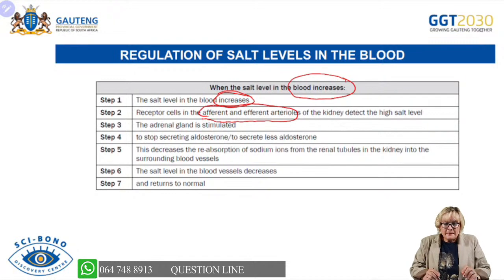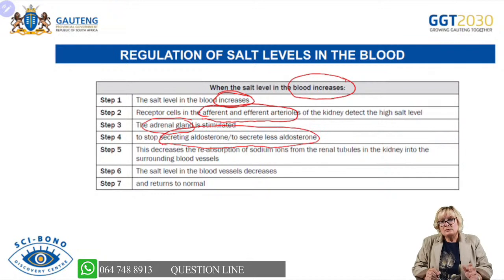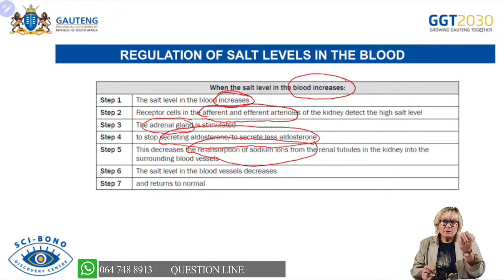So what is happening? They send a message to the adrenal gland. Where's the adrenal gland? On top of the kidney. To say, please stop secreting aldosterone, or secrete less aldosterone, because that will mean that we are not going to take back so much. So reabsorption will be less of those sodium ions, which means that the salt in the blood will return to normal. And where will that salt now be? It will be part of your urine. So it will leave the body because it's part of the urine.